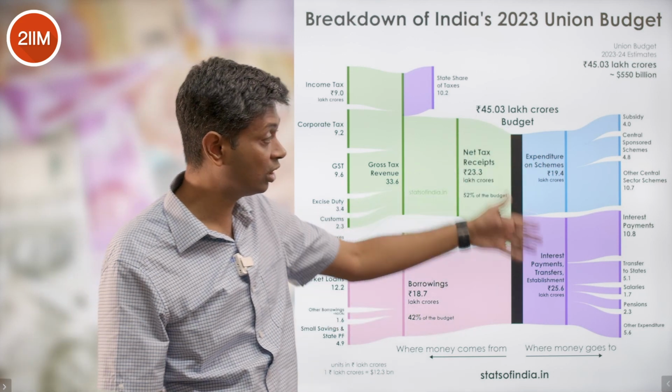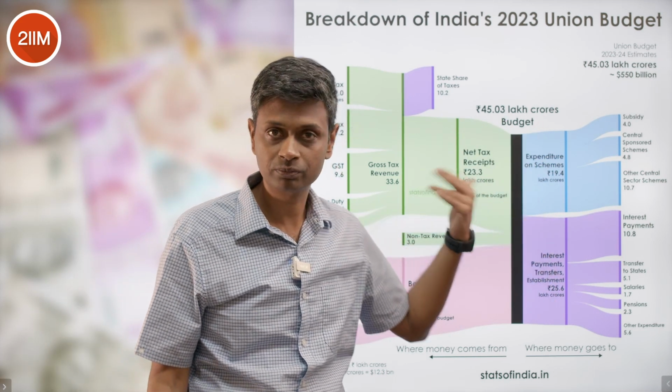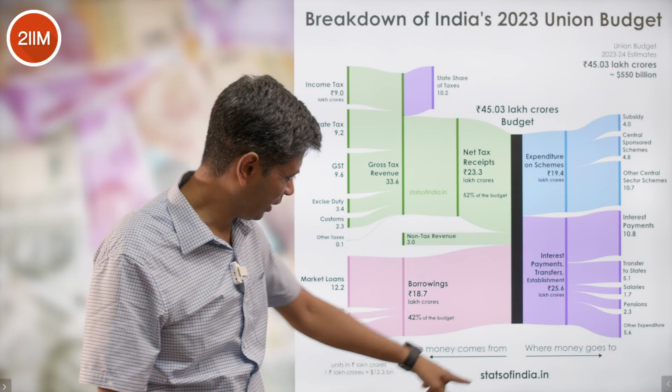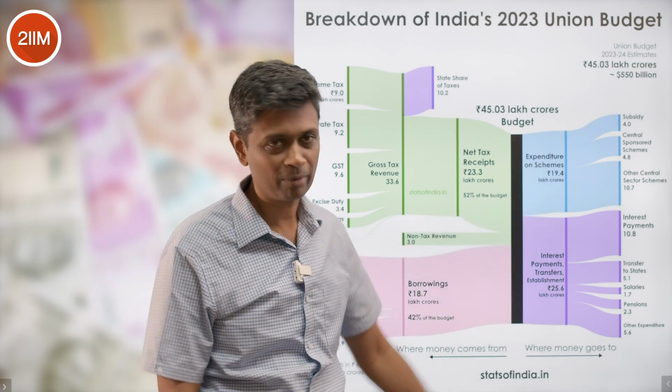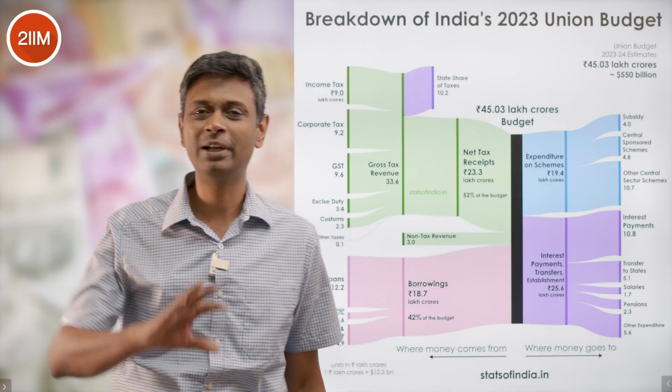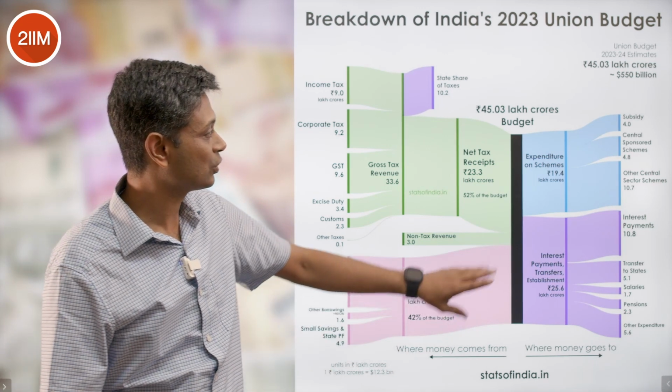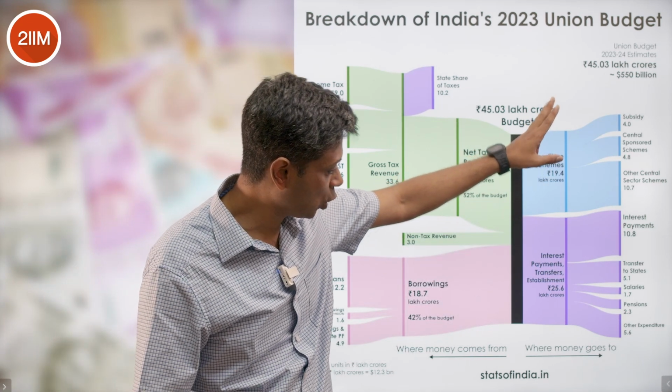So this distinction is not capital and revenue. Right? So I'm going to request Stats of India to put it as revenue expenditure and capital expenditure to see it slightly differently. But yeah, that's a battle for a different day. So this is what goes out.